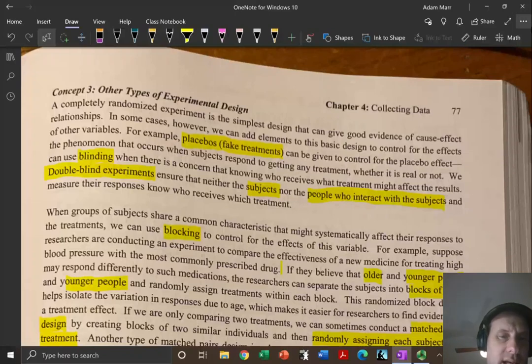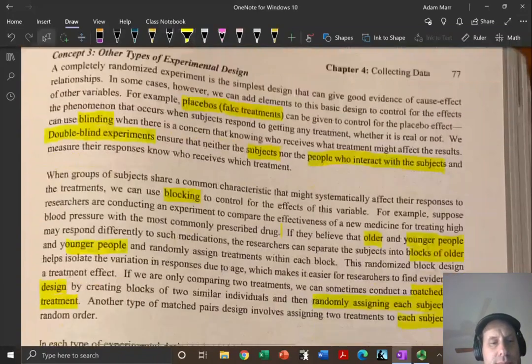We can use blinding when there is a concern that knowing who receives what treatment might affect the results. So a double-blind experiment ensures that neither the subjects nor the people who interact with the subjects and measure the responses know who receives which treatment. I described that in class as the experimenters and the experimentees. All right, do not know who receives which treatment.